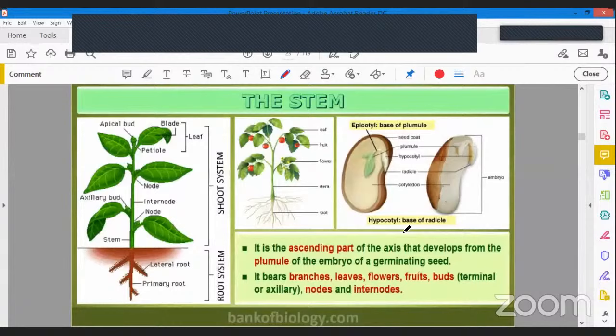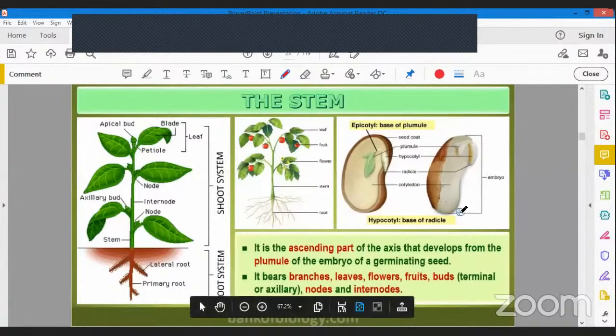Buds can be terminal buds or axillary buds. Terminal buds are the buds that are found at the ends, at the terminal parts. Axillary buds are found in the axils, close to the petiole of the leaf at the nodes. Take it down.